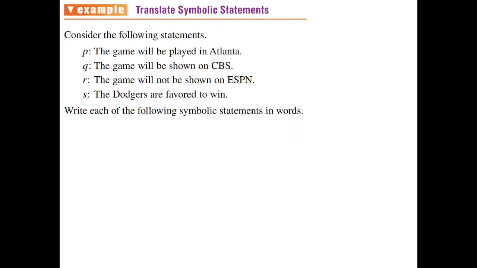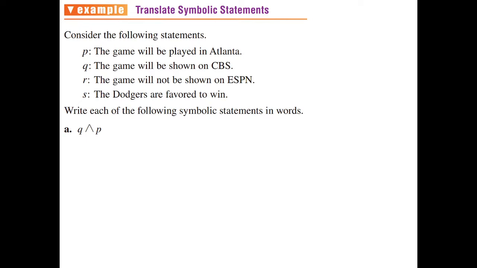Now, let's consider the following statements. You have there P stands for the game will be played at Atlanta. Q, the game will be shown on CBS. R, the game will not be shown on ESPN. And S, the Dodgers are favored to win. So let's write the following symbolic statements in words. So atong balihon karon. Ganiha, we are given a statement. We will transform it in symbolic form. This time, you are given the symbolic form. Let's transform that into words.